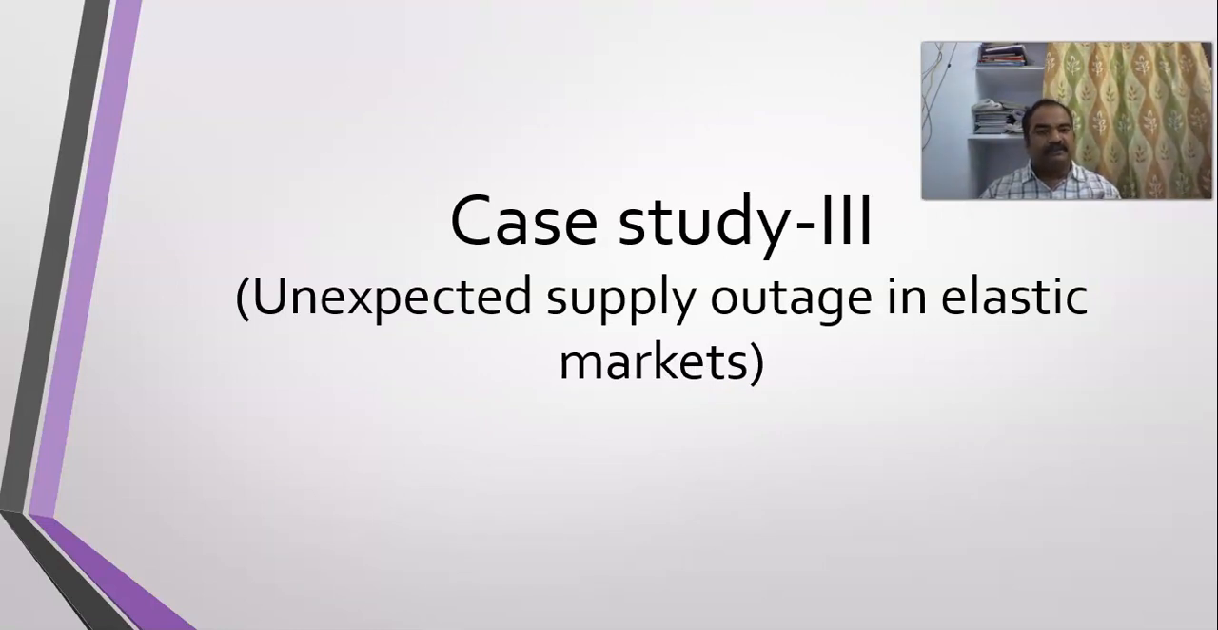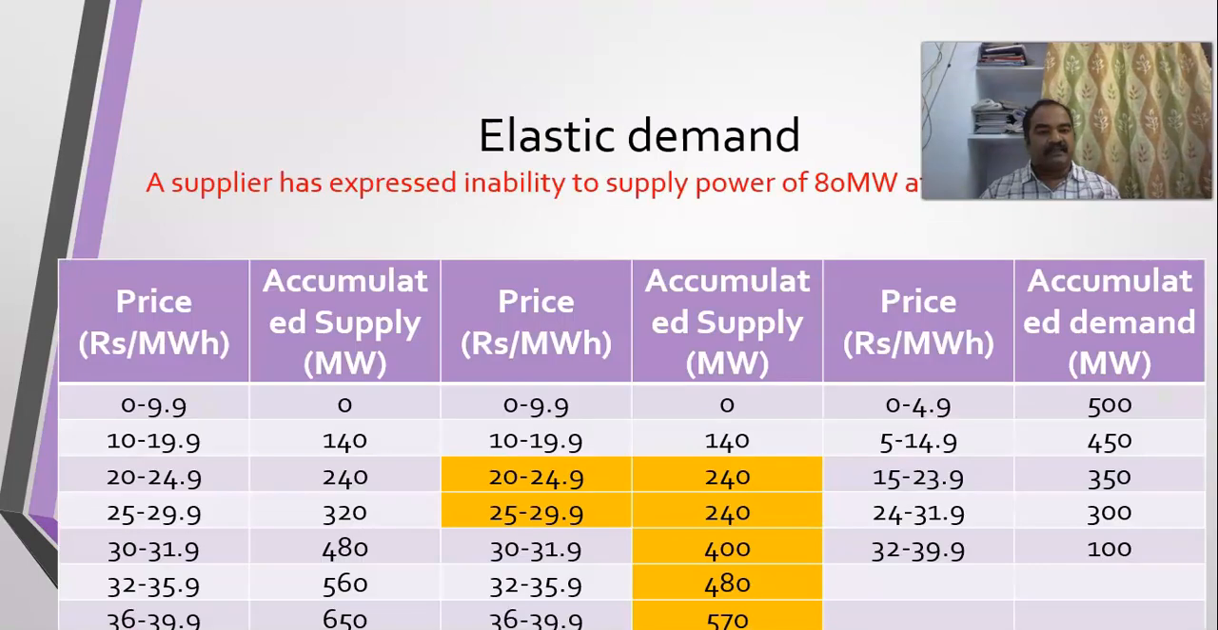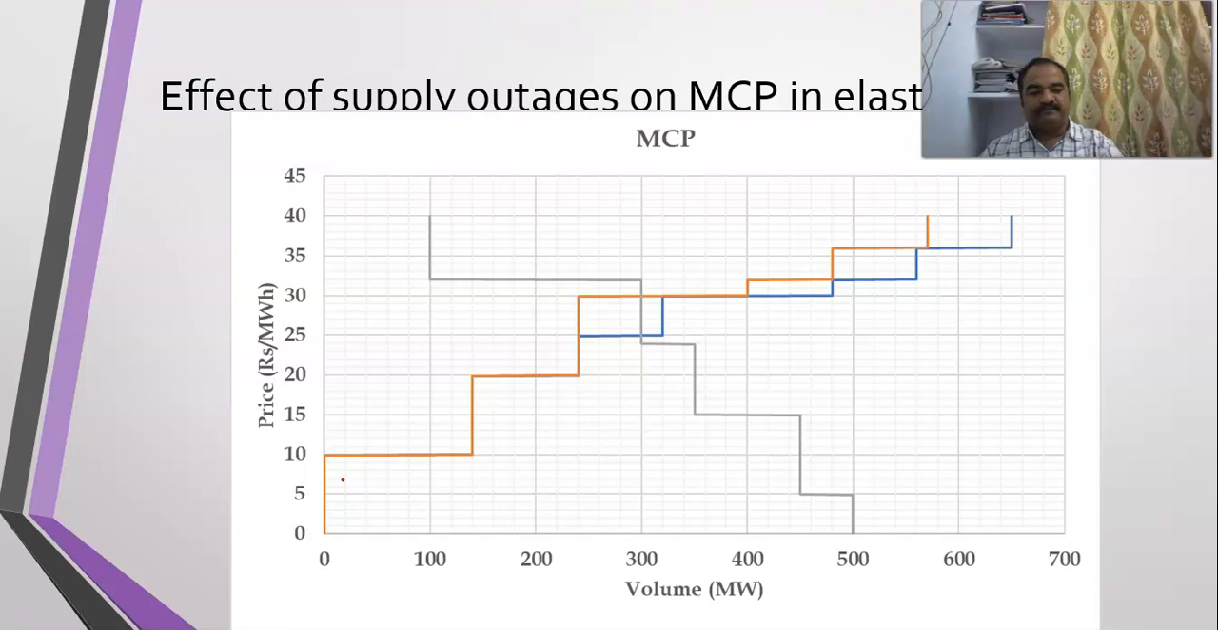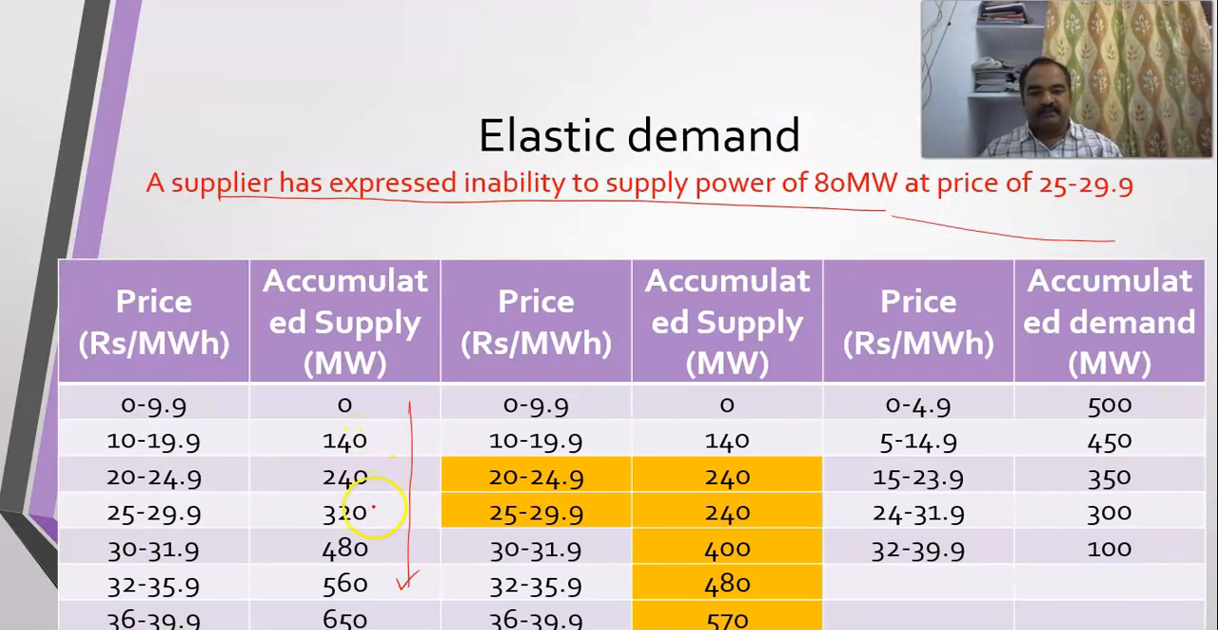Now the third one is unexpected supply outage in elastic markets. What happens? See, let us suppose this was the initial supply curve. Now suddenly a supplier has expressed an inability to supply 80 megawatts in this price band of 25 to 29.9. So in this region, this supplier has expressed his inability. So instead of moving here, my price is still at 240. So 80 megawatts has been slipped out.